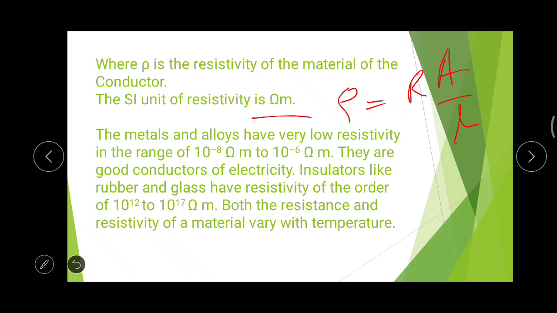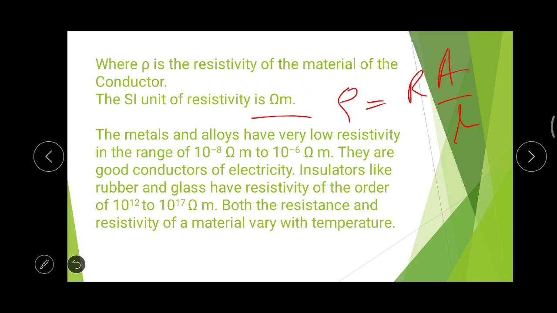But in the case of insulators like rubber, glass, or such kind of materials, the resistivity value is between 10 to the power 12 and 10 to the power 17 ohm meter. It's a huge value. That's why they cannot conduct electricity. If the resistivity increases, the conductivity decreases, or we can say the flow of current will be reduced.